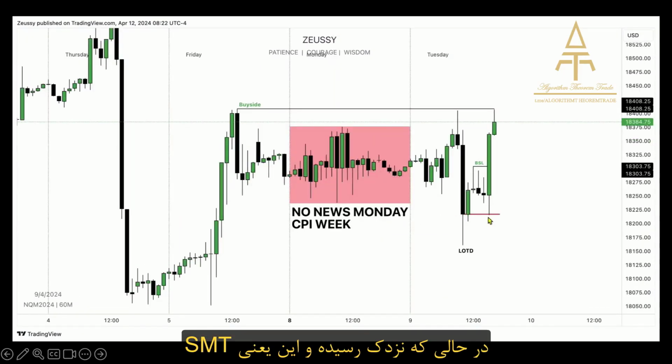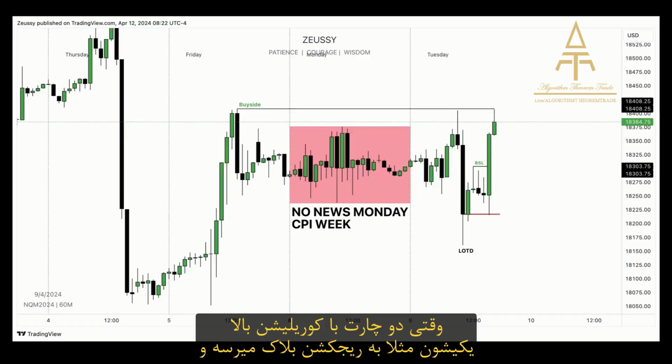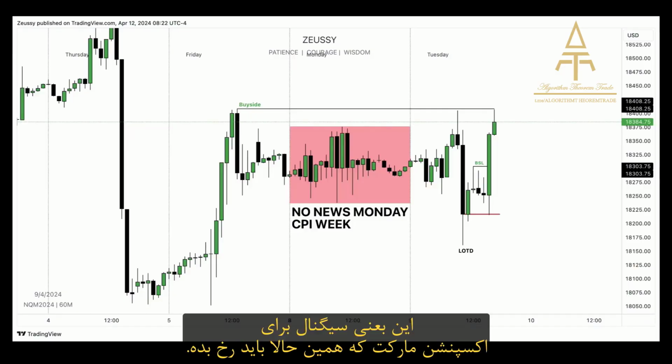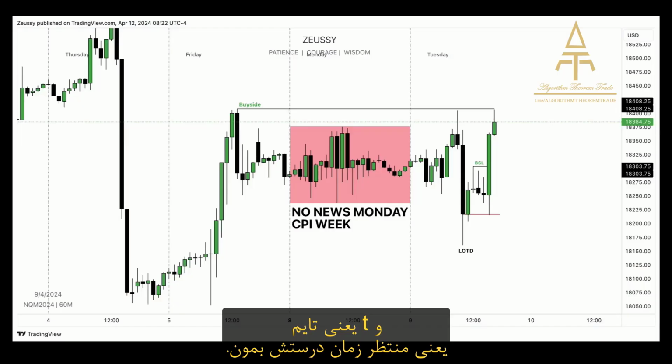That's a form of SMT. SMT between two PD arrays. When one highly correlated asset reaches, for example, a rejection block, but the other highly correlated market does not, that's a form of SMT that signals that the market is likely to expand now. SMT standing, of course, for smart money. But what does the T mean? It means time. It's the right time to expand now.